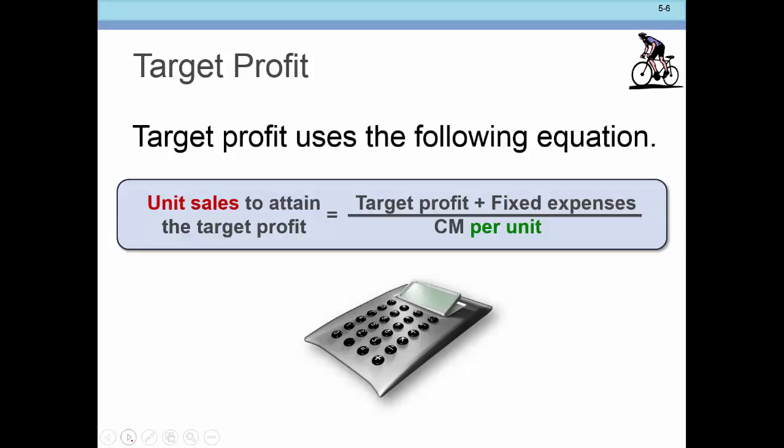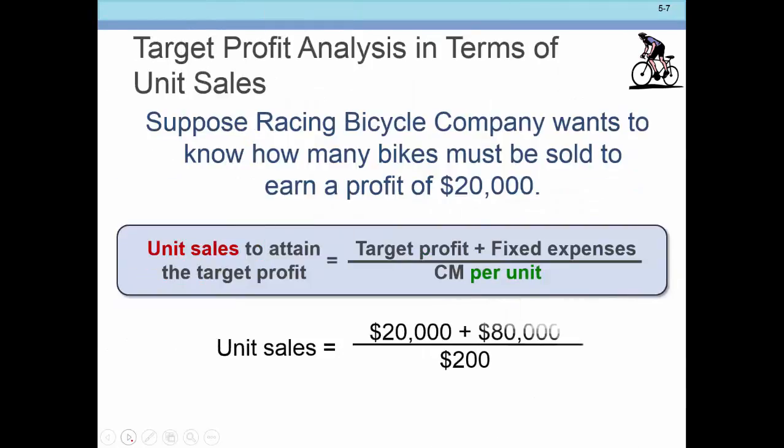Okay, so you take a look at this little example that we were just looking at, where we had 80,000 of fixed costs, and this company wanted to turn a profit of 20,000. They simply added that to the fixed expenses, and they divided that by the contribution margin per unit, because remember, contribution margin first goes towards fixed expenses, and then if there's anything left over, it's got to go to profit, right? And when you do that calculation, they tell us you've got to sell 500 bikes to get that target profit of 20,000.